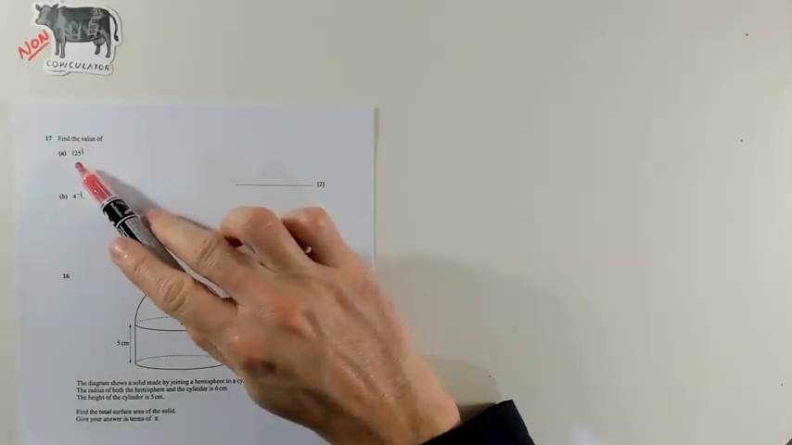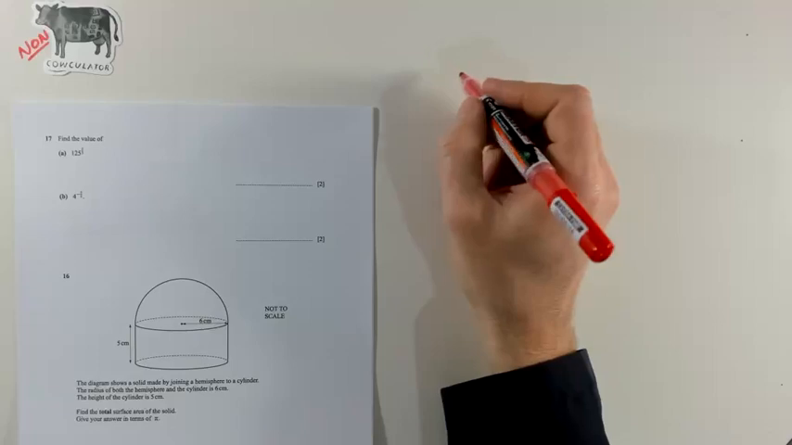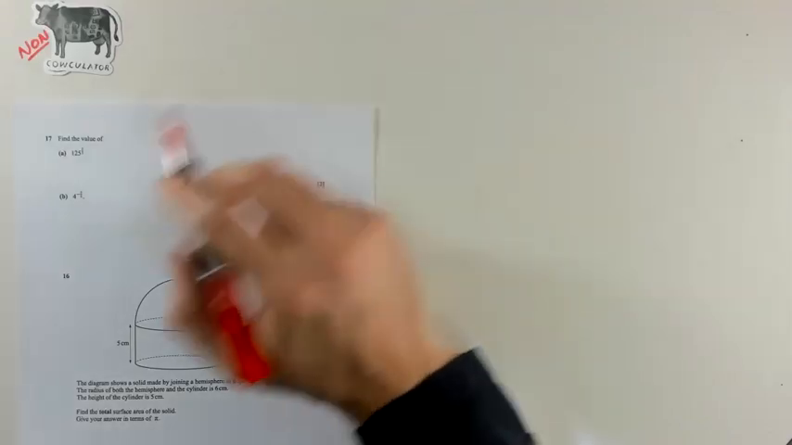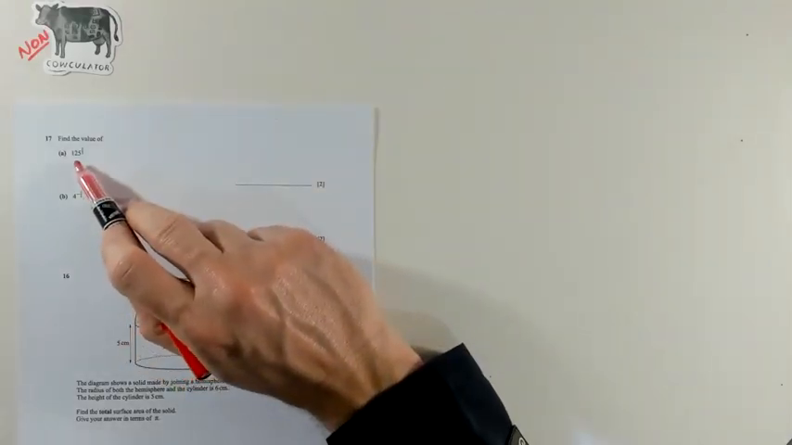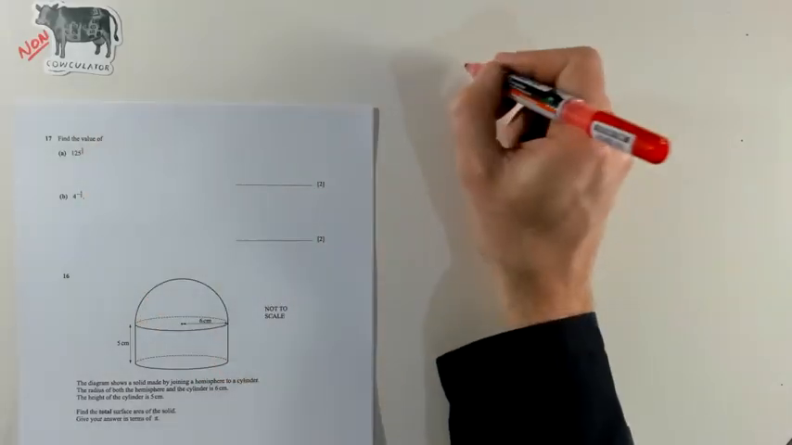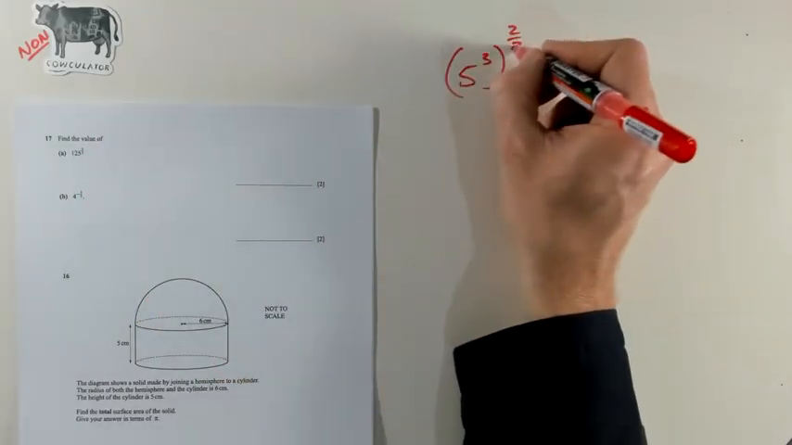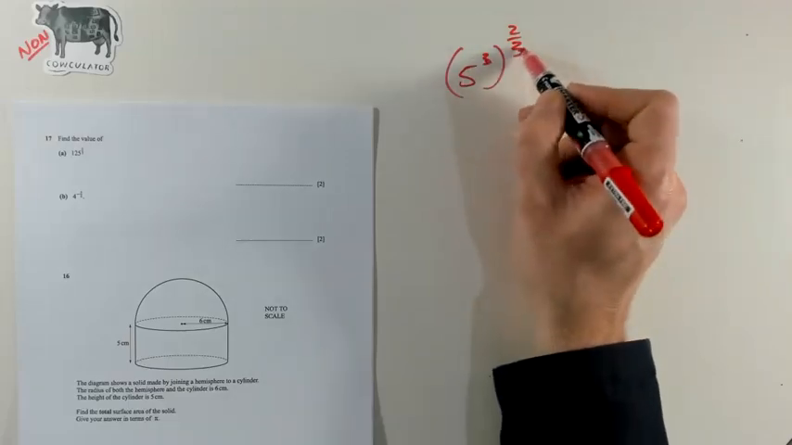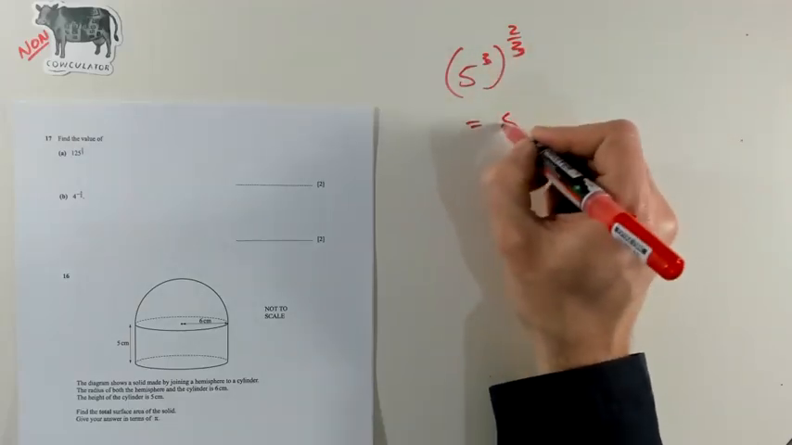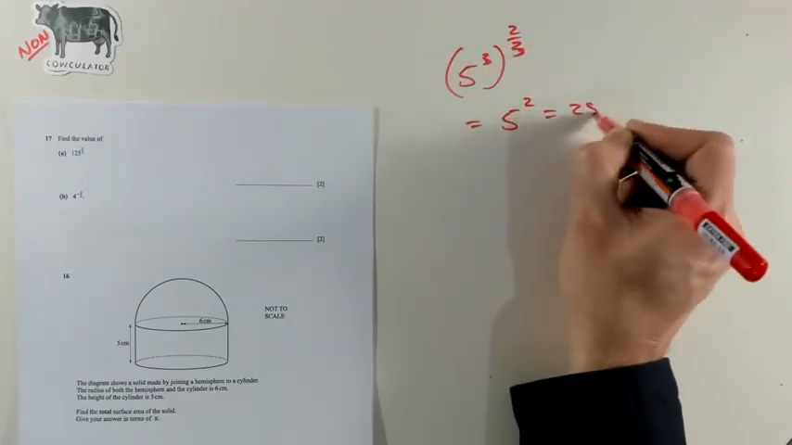Find the value of 125. Okay, this one seems a little bit easier. So 125, whenever I see this number, I immediately think 5 to the power of 3. And then to the power of 2 over 3. And then the 3 and the 3 is going to cancel out. So 5 to the power of 2, which would just be 25.